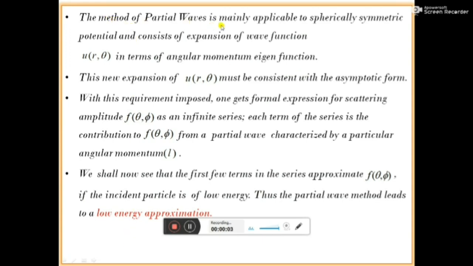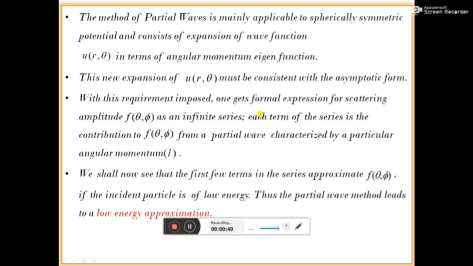The method of partial waves is mainly applicable to spherically symmetric potential and consists of expansion of wave function u of r comma theta in terms of angular momentum eigenfunction. The new expansion of u of r comma theta must be consistent with the asymptotic form. With this requirement imposed, one gets a formal expression for scattering amplitude as an infinite series.